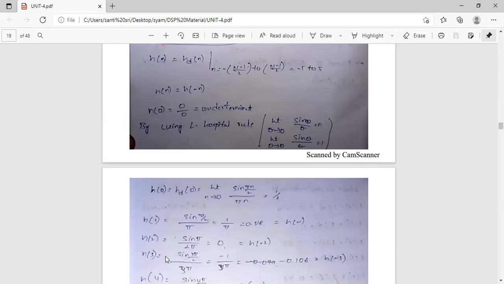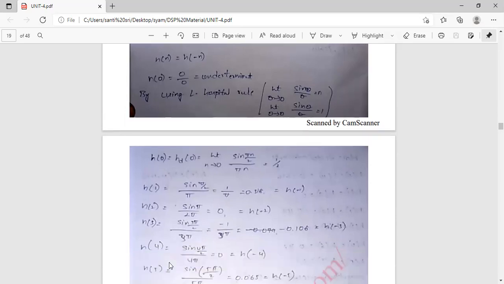Okay. Similarly, h of 1 equal to sin pi by 2 by pi, that is 1 by pi, that is 0.318. H of 2 equal to sin pi by 2 by pi, that is 0, and h of 3 equal to sin 3 pi by 2 by 3 pi. So these are all the values. This is h of minus 1 value, this is h of minus 2 value, this is h of minus 3 value. And h of 4 equal to sin 4 pi by 2 by 4 pi, that is 0. That is h of minus 4 also. H of 5 equals sin 5 pi by 2 by 5 pi. It is equal to 0.065. That is h of minus 5.